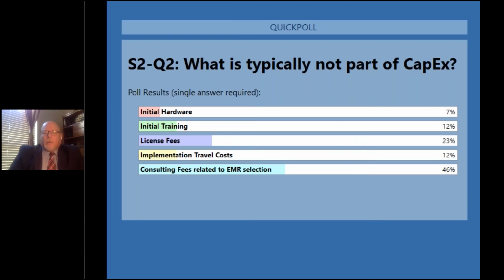All right, thank you. Let's see what we got. Okay, well, we got consulting fees related to EMR selection, 46%. That's strange. The one thing that is definitely not part of CapEx, and really this is a GAAP rule, is training. Training cannot be capitalized. So even though there's a huge number associated with training on installing your EMR as part of a project, that training under GAAP rules really cannot be capitalized.